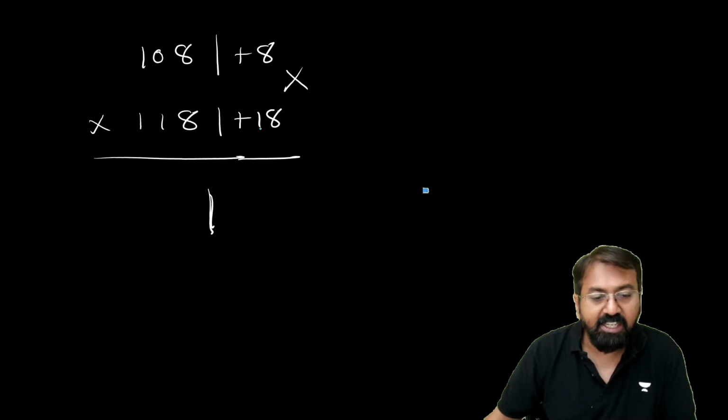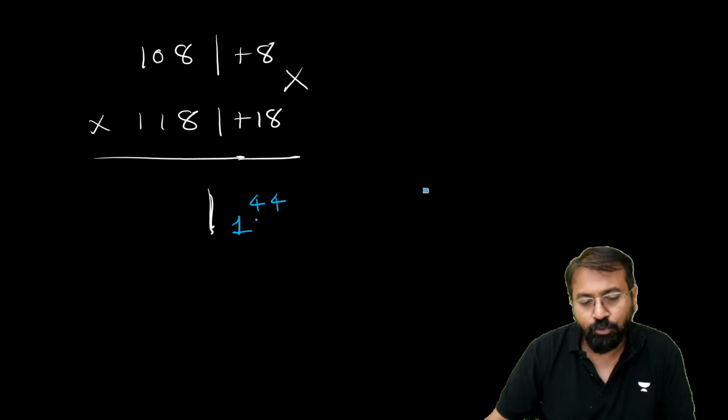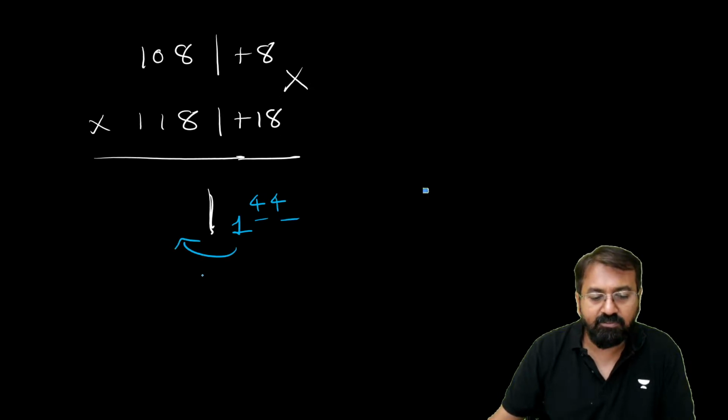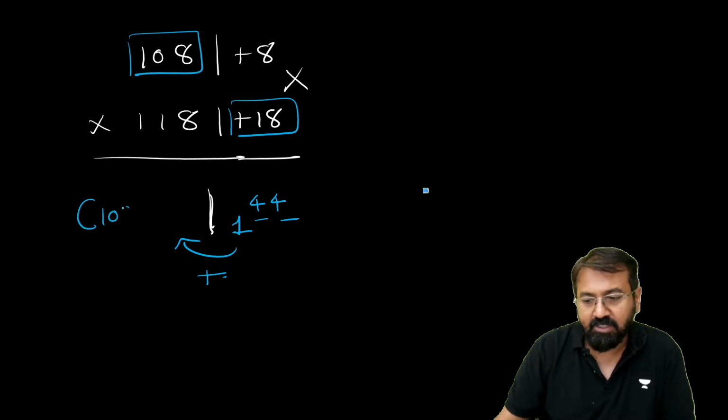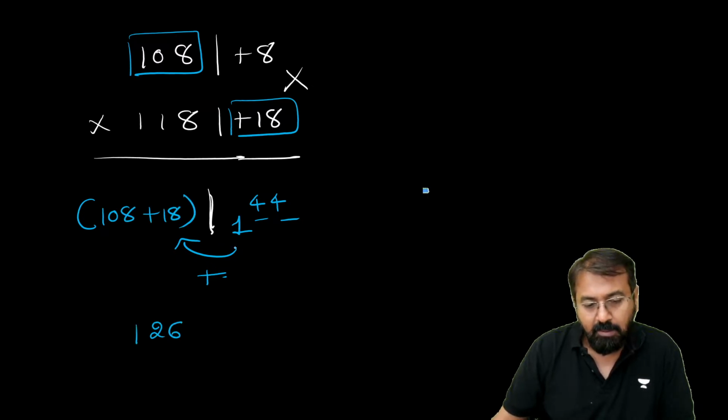18 8s are 144. So 44 will be kept in the answer and 1 will be carried over to the left part. Now what is the left part? So 108 plus 18. Left part will be 108 plus 18. So it's going to be 126 plus 1 and then 44. So it's going to be 12744.